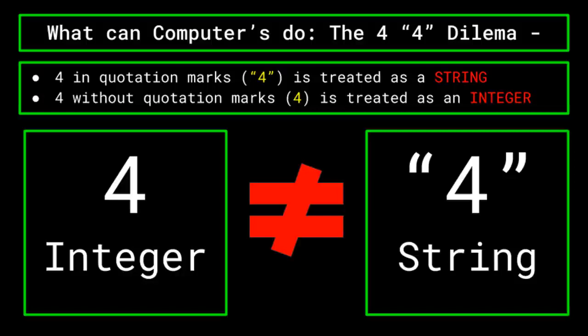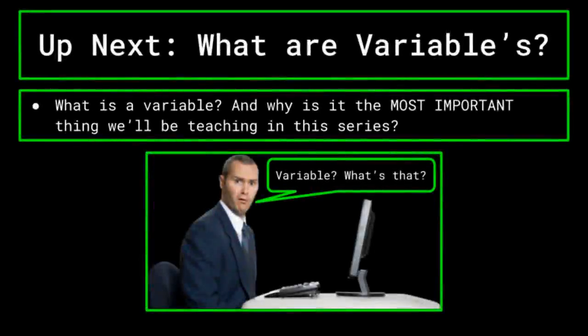Alright, that concludes our segment on the basic power of computers. Next up, we're going to be covering one of the most important components of computer science, so make sure you pay attention, because we're going to be discussing variables, what they are, and how we use them.